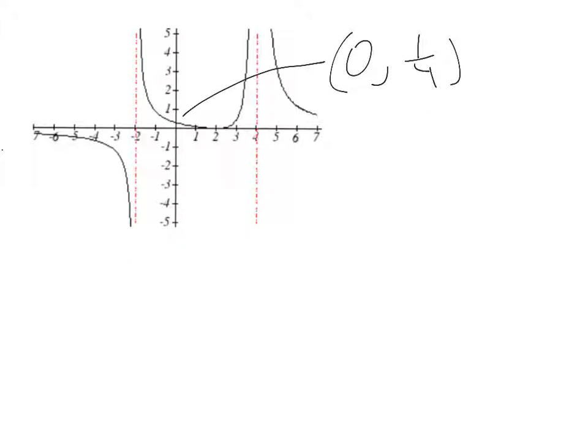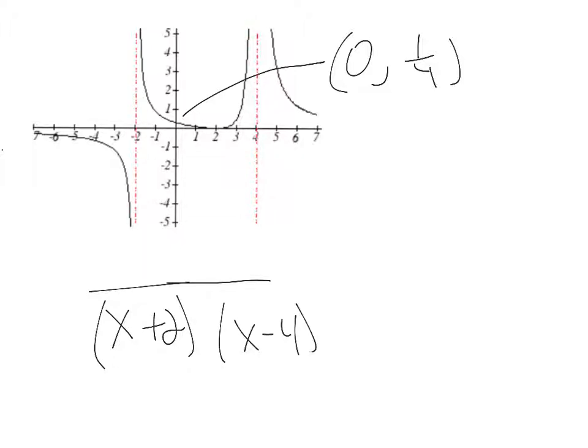So I'm seeing a couple things here. I hope you tried this by yourself. I'm seeing a vertical asymptote at x equals -2. It's acting like 1 over x, so I'm just going to write x plus 2 and close it in parentheses. This vertical asymptote is acting like 1 over x squared, so I'm just going to write x minus 4, but then I'm going to square it.